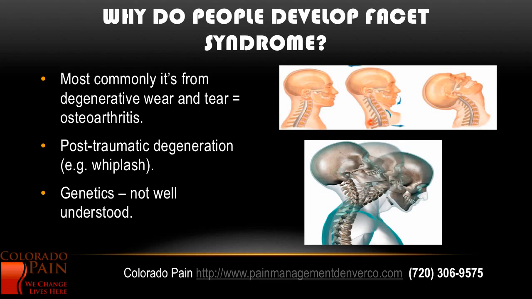Why do people develop facet syndrome? Well, usually it's from degenerative wear and tear with osteoarthritis. Post-traumatic degeneration may occur. One example would be whiplash. We know that the whiplash injury typically incurs injury to facet joints, and that may show up as post-traumatic arthritis. There's also a genetic component that we don't really understand very well.